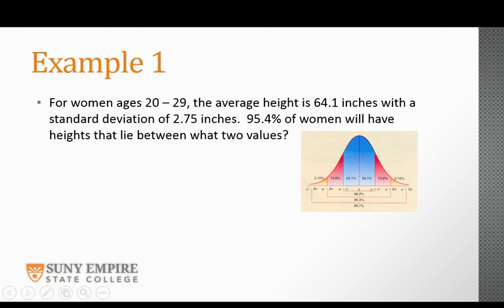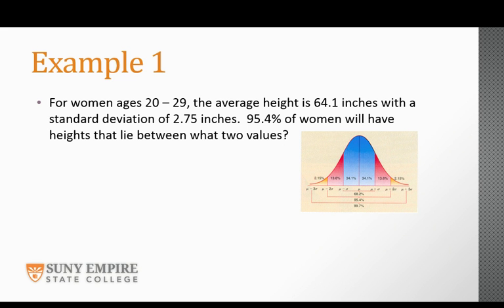Analysis of the 1999 census shows that the average height of women aged 20 through 29 was 64.1 inches with a standard deviation of 2.75 inches. Assuming that the height of women in that age range is normally distributed, between what two heights would we expect 95.4% of women to have? The key to solving this quandary is to think about the breakdown of the normal curve.